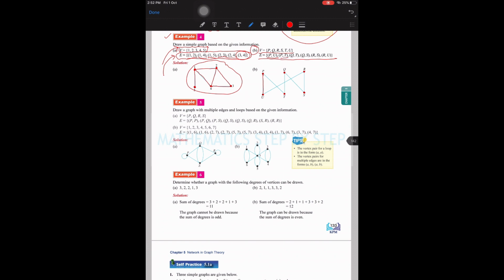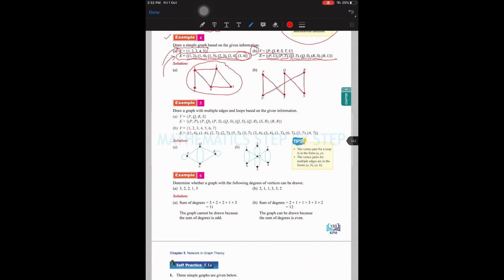Then PT, then QT, QS, okay? RS, then lastly, RU. So this line connects vertex R and vertex U, okay? So if the graph that you draw is different from the answer given, it is totally fine, okay? As long as it fulfills the condition given, okay?